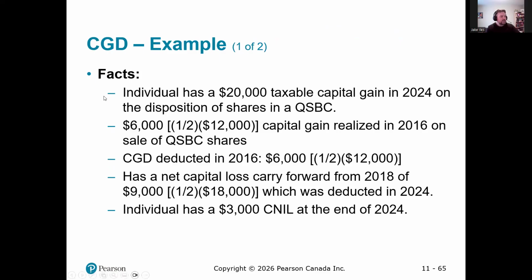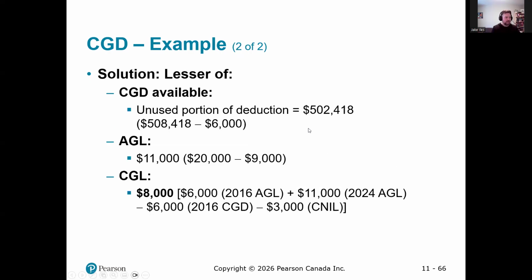So an individual has a $20,000 taxable capital gain from disposing of a qualified business. A $6,000 capital gain was realized in 2016 on a sale of qualified business shares. The capital gains deduction deducted in 2016 was the $6,000, right? We recognized a gain of $6,000. We protected it as much as we could. There's a net capital loss carry forward from 2018 of $9,000, which was deducted in 2024. The individual has a $3,000 cumulative net investment loss at the end of 2024.